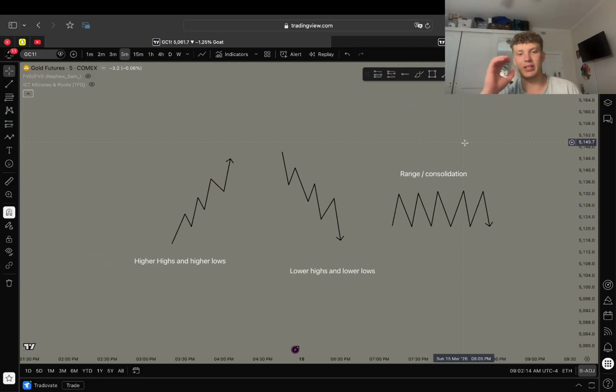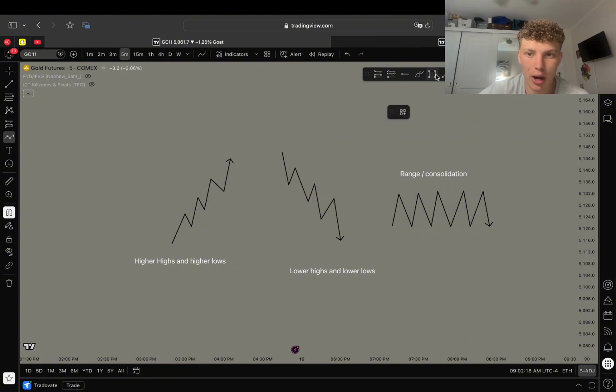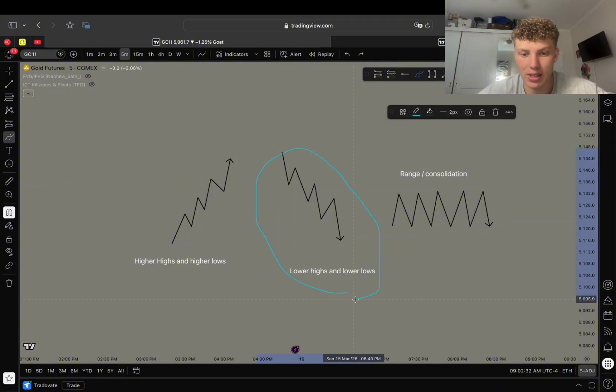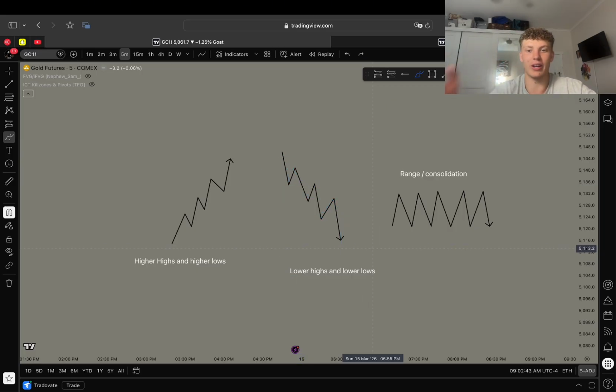So there's only realistically 3 ways the market moves. It's higher highs and higher lows, like this. So the market's moving up with a little retrace and then breaking structure to the upside to continue in this sort of pattern to the upside. And then also lower lows and lower highs, moving up and down, breaking structure to the downside, moving in a clear direction with a clear draw on liquidity.